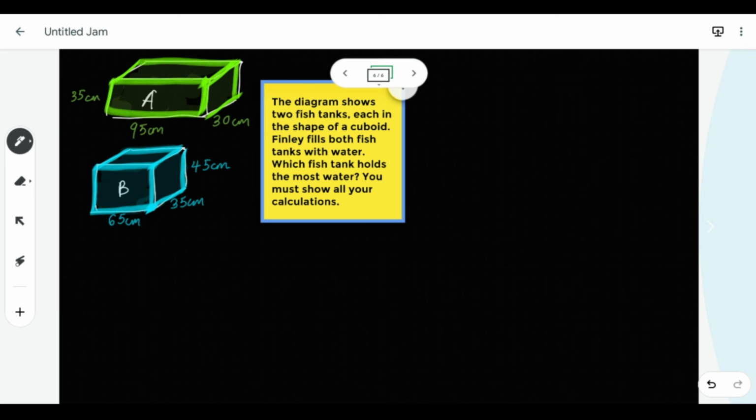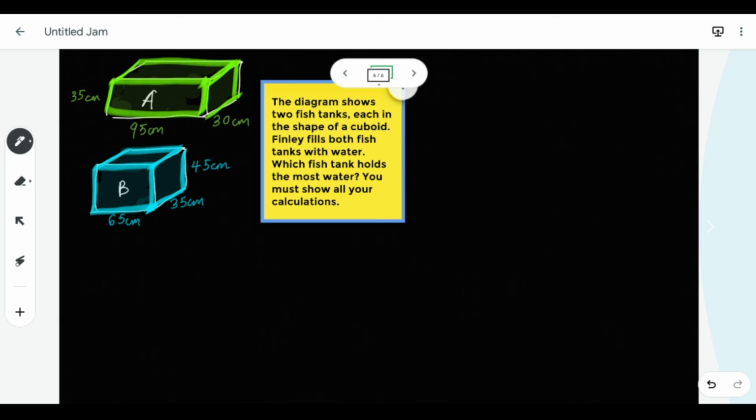More of an application question. So they've said here the diagram shows 2 fish tanks, each in the shape of a cuboid. Finley fills both fish tanks with water. Which fish tank holds the most water? You must show all your calculations. So I would calculate the volume of both cuboids, and the one holding most capacity would obviously be your answer. So the highest volume will give you your answer.